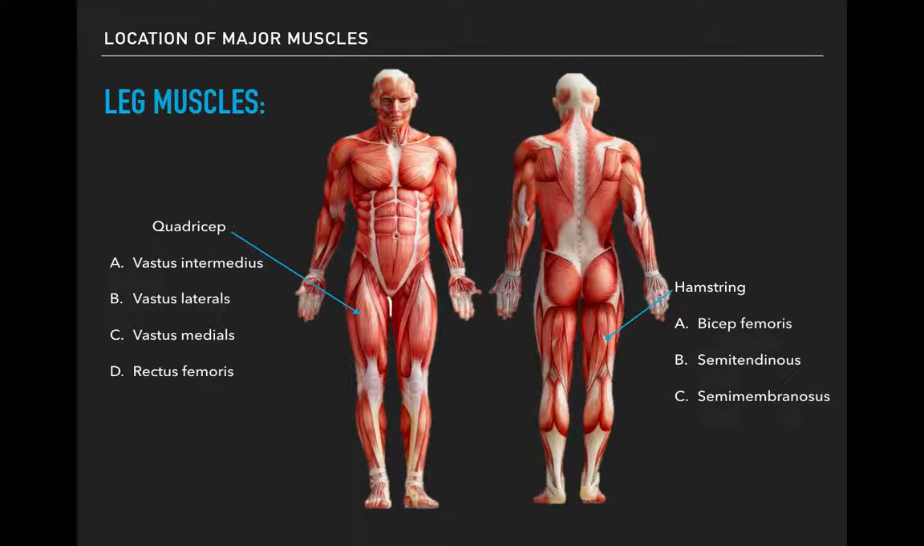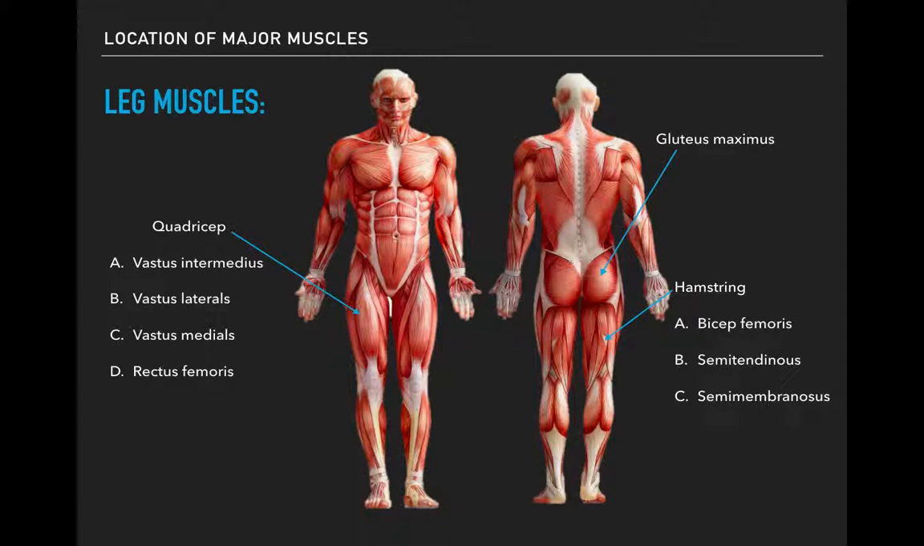Hamstrings, there are 3 in the leg: the biceps femoris, the semitendinosus, and the semimembranosus. Its location is the posterior side of the femur. Its origin is the ilium. Its insertion is the tibia and fibula, and its action is flexion at the knee and extension at the hip.